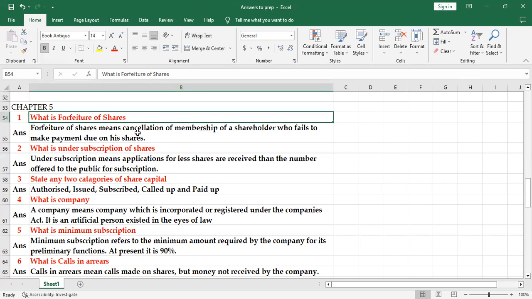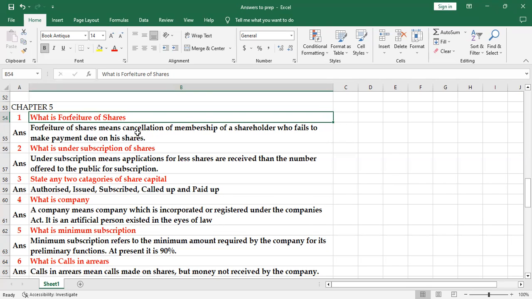What is meant by cancellation of shares? Where the membership of a person is cancelled for failure to pay the amount. When a person fails to pay the amount due on allotment or call, we cancel his shares. That is known as forfeiture of shares.